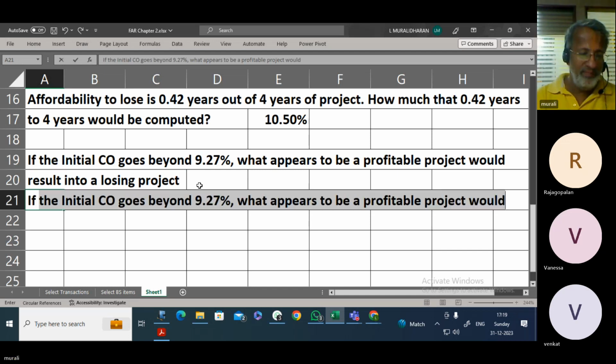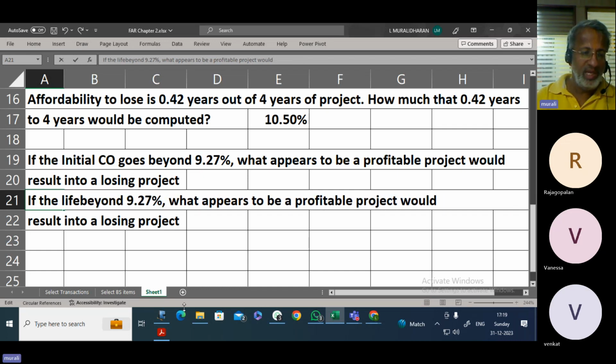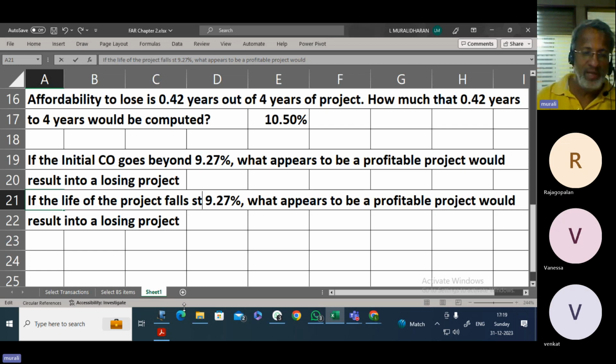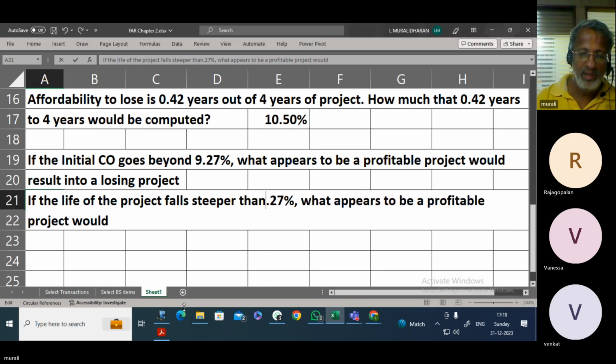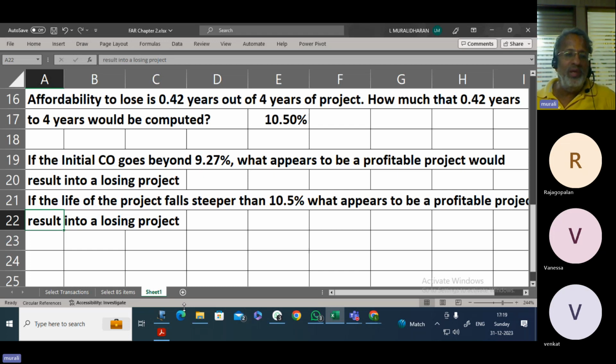Similarly, if the life of the project falls steeper than 10.5 percent, what appears to be a profitable project would result in a losing project.